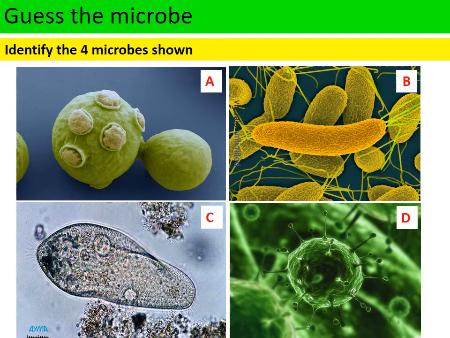Now, 3 of these will be living cells that can replicate, and one of them is a non-living pathogenic particle. So if you had a quick go at that activity, you should hopefully have seen that cell number A is a yeast cell. Now, we know yeast cells are eukaryotic. That means they have mitochondria inside them, so they can respire aerobically when there's oxygen present, so the mitochondria make ATP.